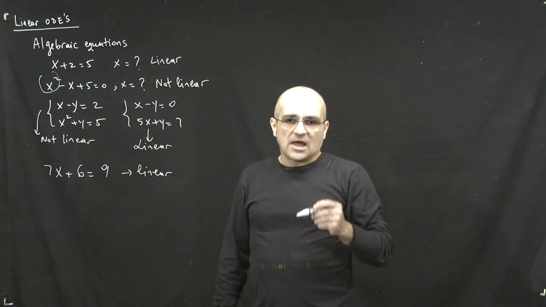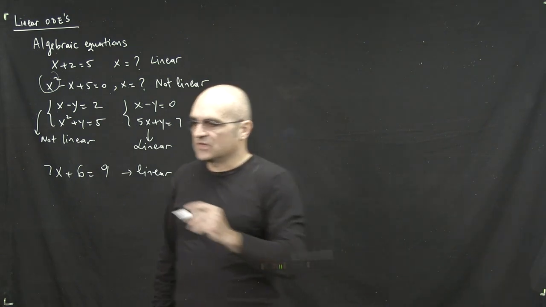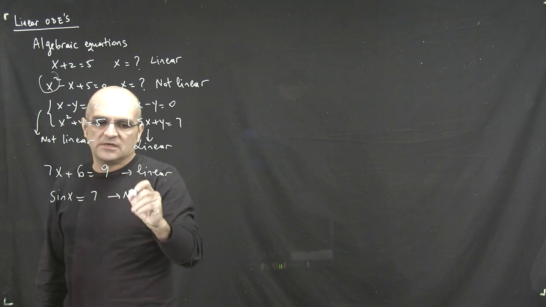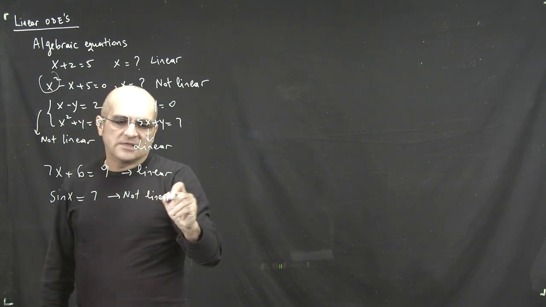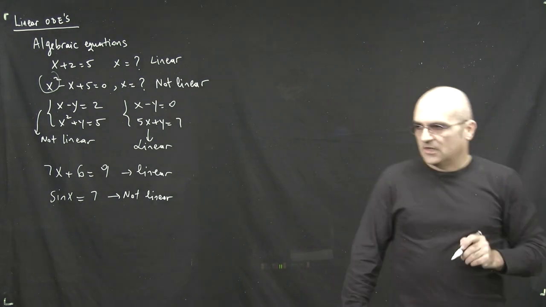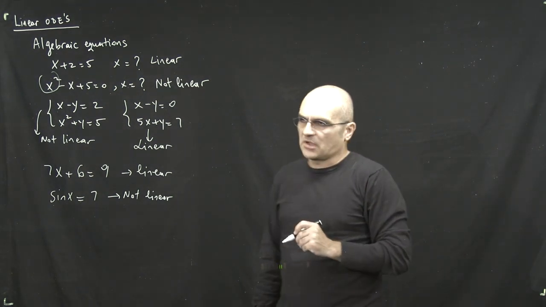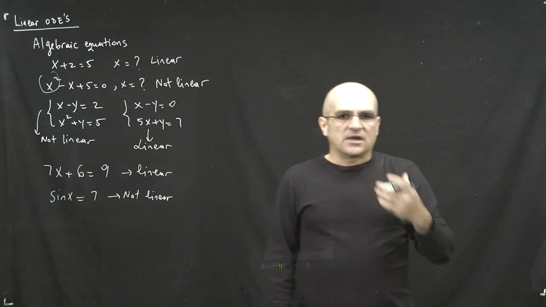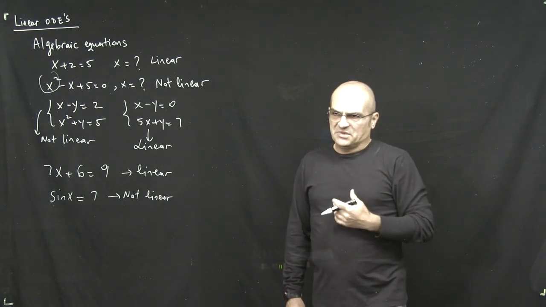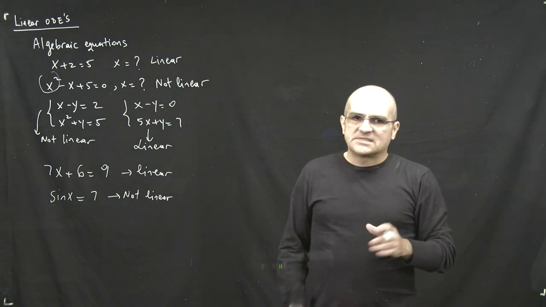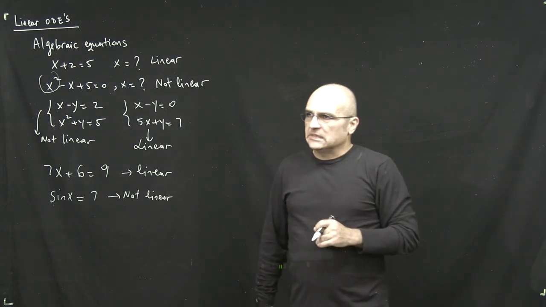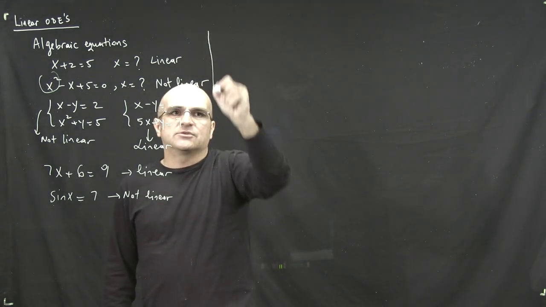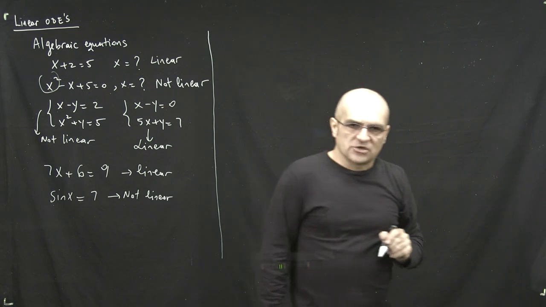And of course, linearity excludes any special functions. So for example, if you have sine of x equals 7, this is also not linear. We do not allow any special functions, just a linear combination in the variables. So pause for a moment and make sure you understand what a linear equation means in the context of algebra. Once that is clear in your mind, let's come up with the definition of what constitutes a linear differential equation.